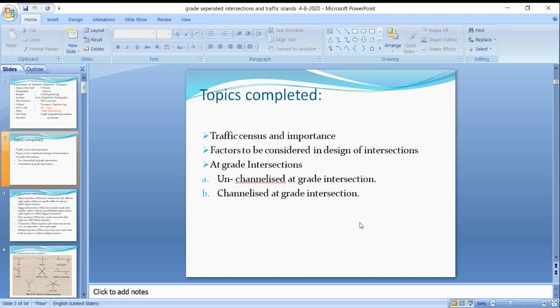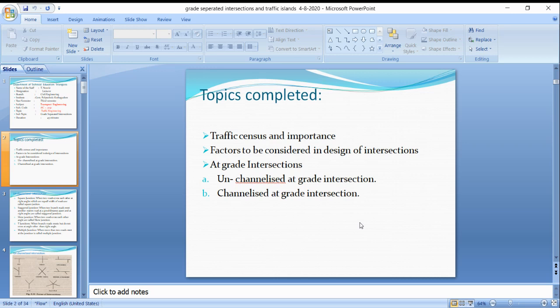So the topics completed were traffic census and importance, factors to be considered in the design of intersections, and the definition of road intersections. In that, we have seen the types of intersections. So again, recollecting the topics which were covered, that is, traffic census and so on.